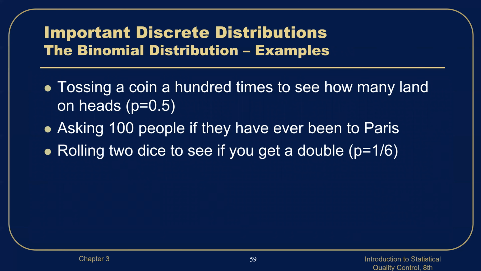Some examples of binomial distribution: tossing a coin 100 times to see how many land on heads. P is 0.5 for most types of coins. Asking 100 people if they have ever been to Paris. Rolling 2 dice to see if you get a double.